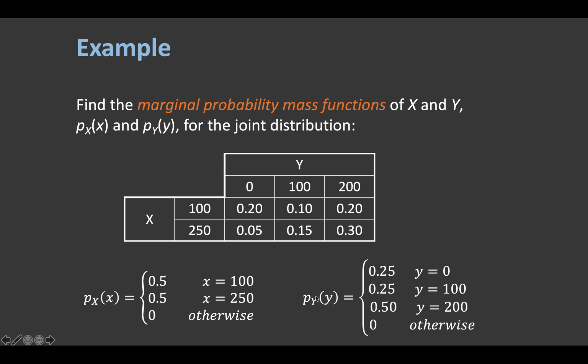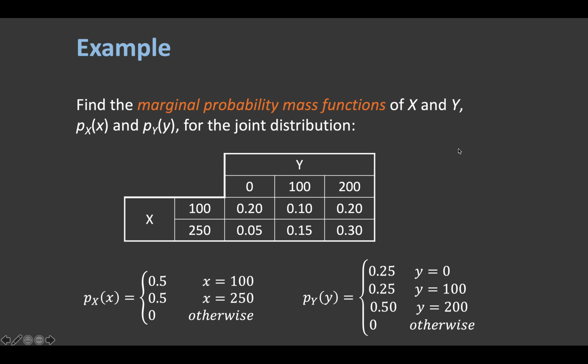Similarly, we can find it for y. Y has three values: 0, 100, and 200. And then we basically add each column here together, and then we find the marginal probability for y with different values. So when y equals 0, 0.2 plus 0.05 gives us 0.25. And y equals 100, y equals 200, and so on and so forth. We add them all together. Pretty easy, pretty straightforward. But that's a marginal probability mass function.